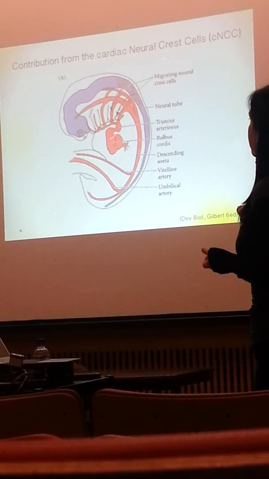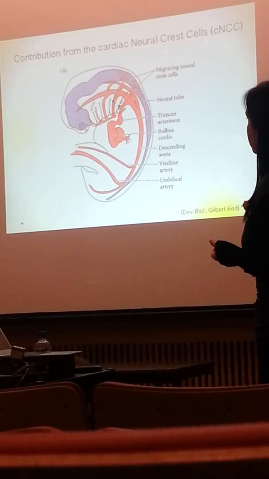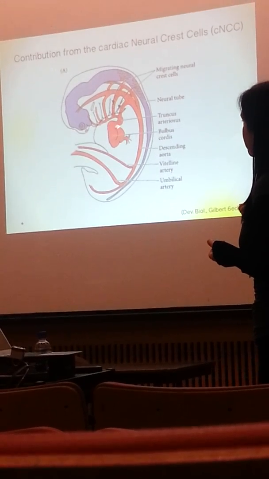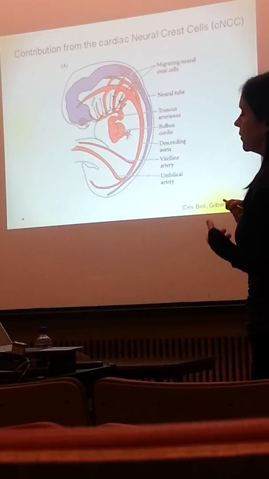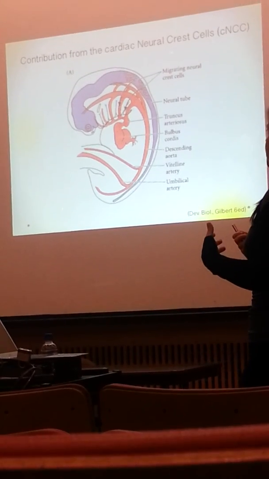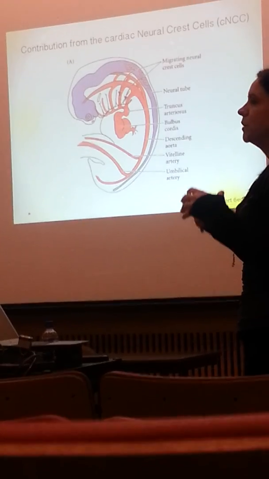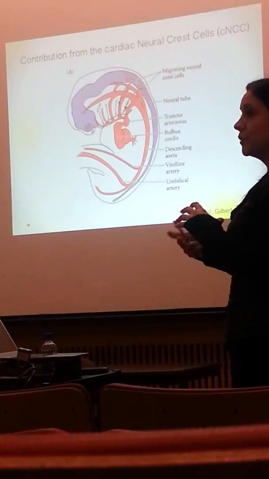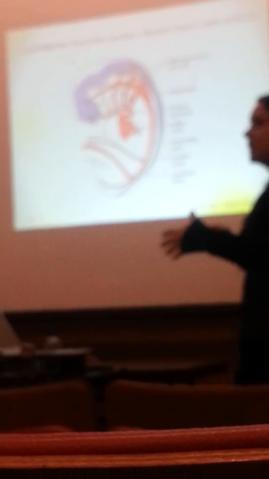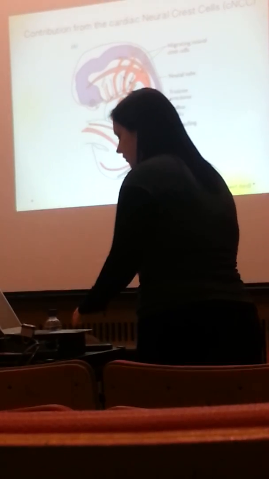So another contribution is from the cardiac neural crest cells. Here in the picture, this is the neural tube, and this is how they migrate through the pharyngeal arches to the truncus arteriosus, and this area is what is going to be the outflow tract. Different signaling pathways are required for the migration of the cells and the proper differentiation, and there is a very close interaction between cardiac neural crest cells and the secondary heart field, because as I mentioned before, the outflow tract is coming from the secondary heart field. So the secondary heart field and neural crest cells interact very closely for the proper outflow tract formation.